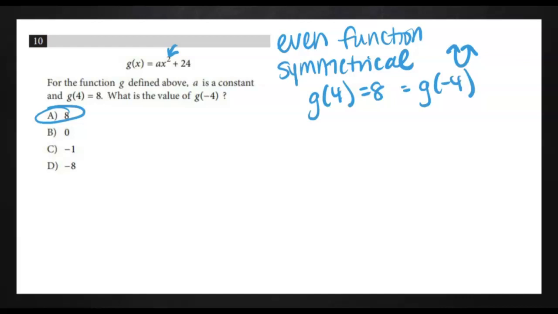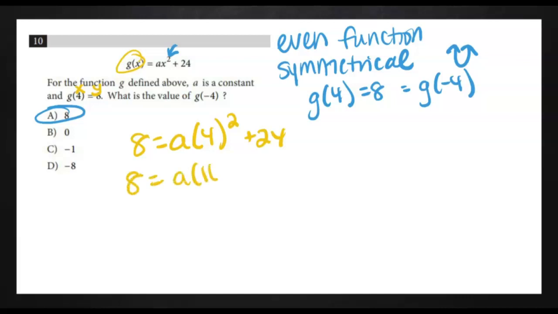And the other way to do this question is to think about your 4 as your x and your 8 as your y. So what you're going to do is say, all right, if I have that information, I can go ahead and plug it into the equation that is given to me. So my y is going to be with g of x. So I got 8 is equal to a, and then my x I know is 4, and then I got plus 24. But I can find that answer for that constant. So I have 8 is equal to 16a plus 24.